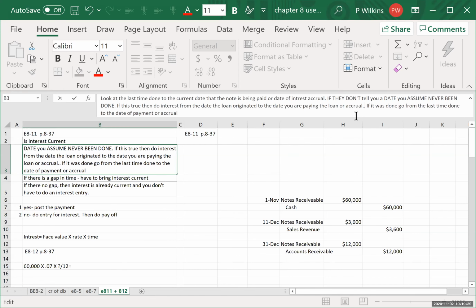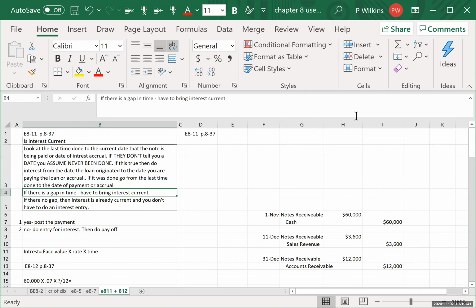Okay, so let's look at that. This problem doesn't say interest was ever done, so we assume it's going from the date of origination of the loan to the date that we are doing the interest. This loan originated on November 1, so it would be all of November and all of December, because we're doing the interest on December 31.